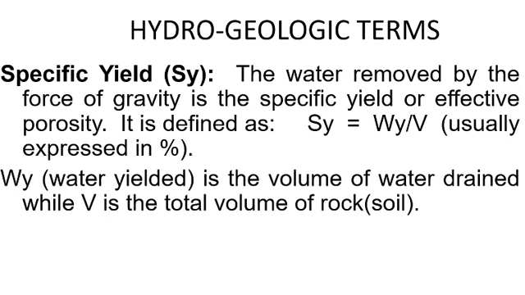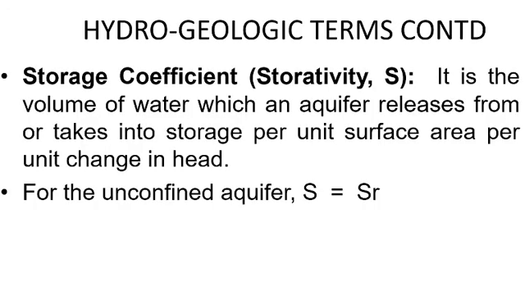So these are again the definitions. Storage coefficient is the storativity, and it is the volume of water which an aquifer releases from or takes into storage per unit surface area per unit change in the head. So something which is going to be available in the aquifers will be declared as storativity S, and for an unconfined aquifer S is equal to the specific yield.